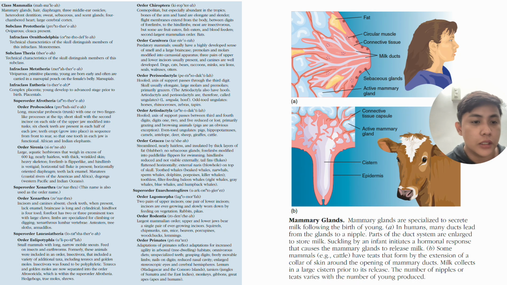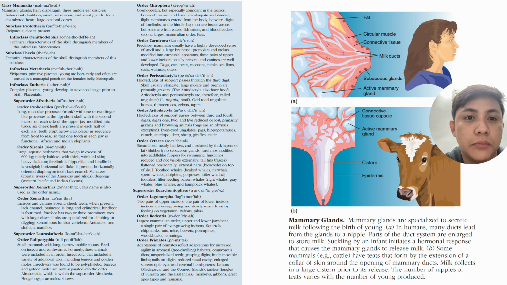The superorder Laurasiatheria includes the order Eulipotyphla. Small mammals with long, narrow, mobile snouts feed on insects and earthworms. Includes hedgehogs, true moles, and shrews. The order Chiroptera, kindly take note of these.